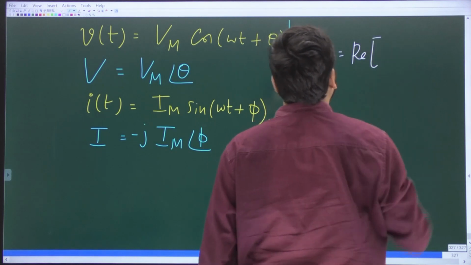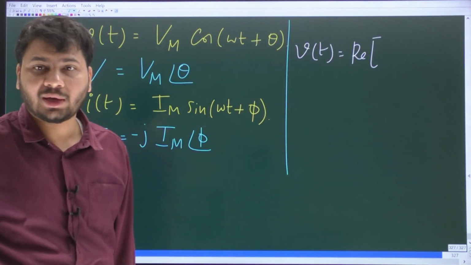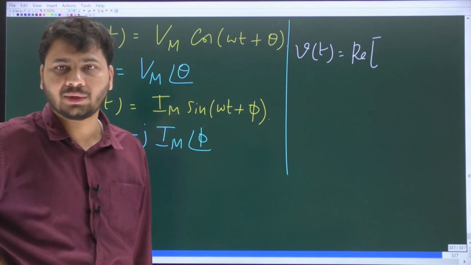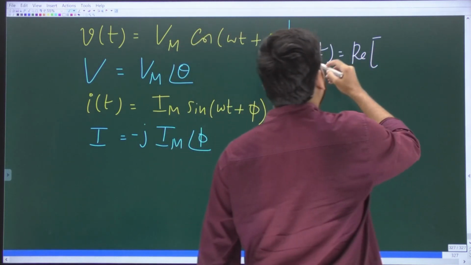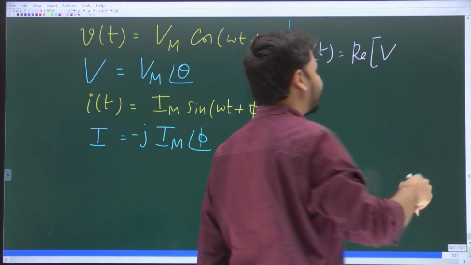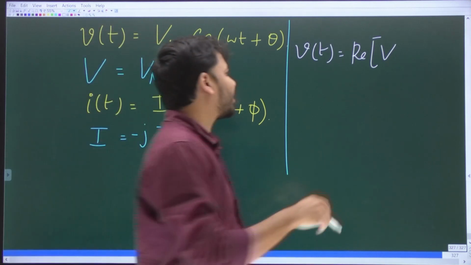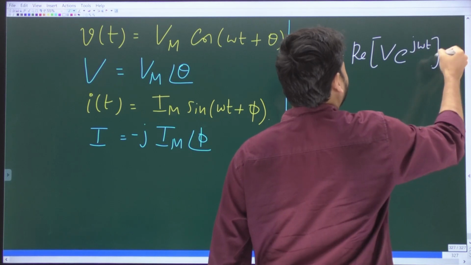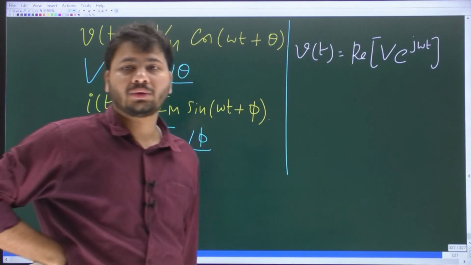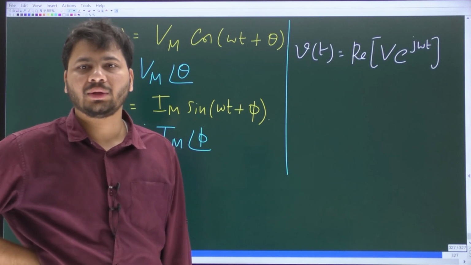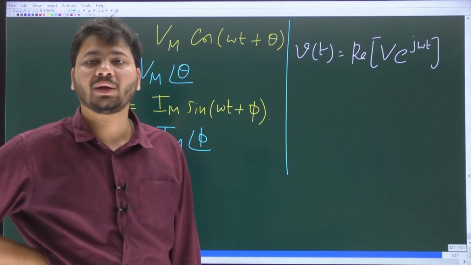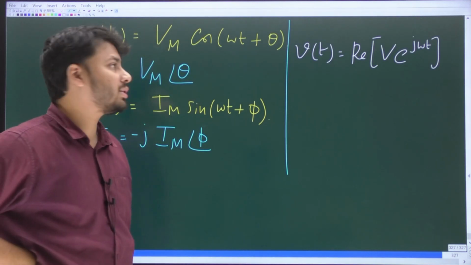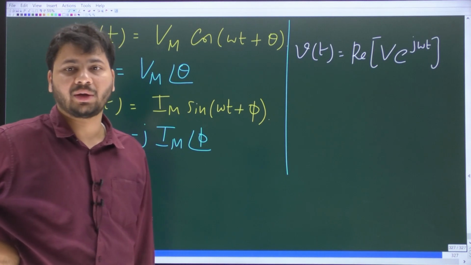So the actual sinusoidal voltage as a function of time would be the real part of the corresponding phasor voltage, which is a complex number. For small v of t, the corresponding phasor is denoted by capital V. Now you multiply this phasor voltage with e power j omega t, then you take the real part of this product, and you will get back the actual sinusoidal voltage. In this case, you would get back Vm cos omega t plus theta.